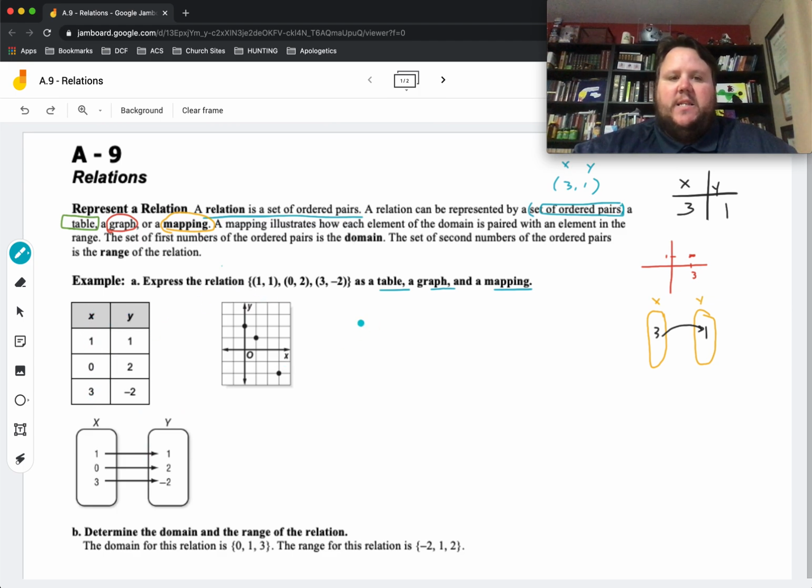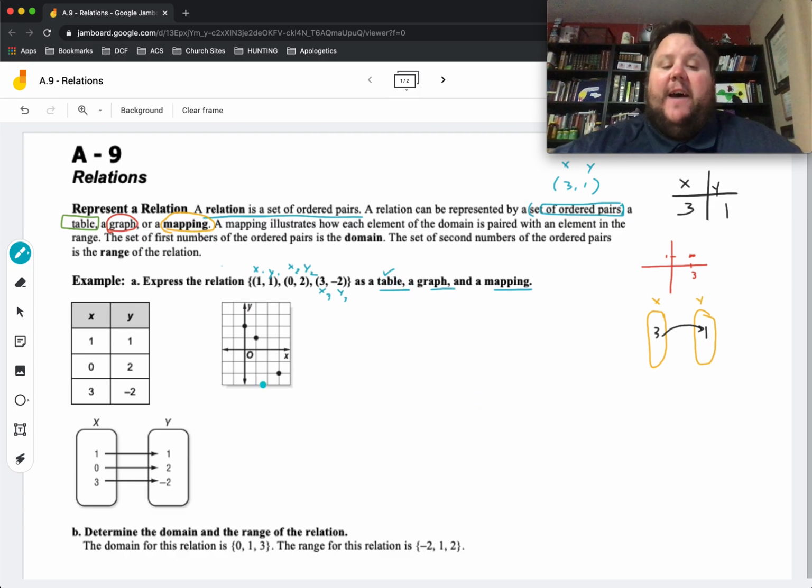If we're going to do it as a table, notice it's going to take all my x's and then put on my y's. So x1 was 1, y1 was 1. They put them together. Then x2, y2 would be 0, 2. And then x3, y3 would be 3, -2. So I can set it up as a table, which is what we did here. I'll put a check through it.